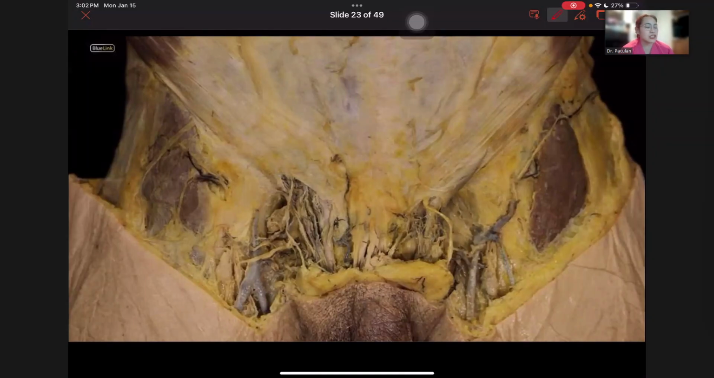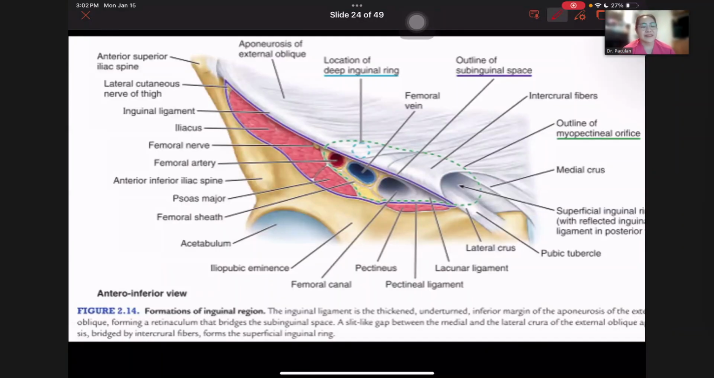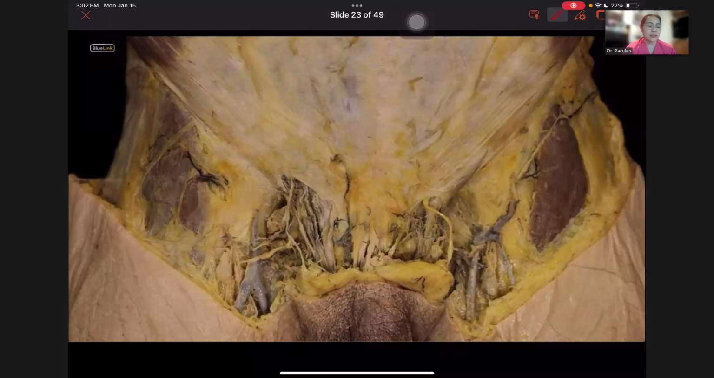This is the inguinal region. It extends between, so we're done with the anterior abdominal wall, the anterolateral abdominal wall. Now let's go to the inguinal region. The inguinal region extends between the ASIS, the anterior superior iliac spine, and the pubic tubercle.